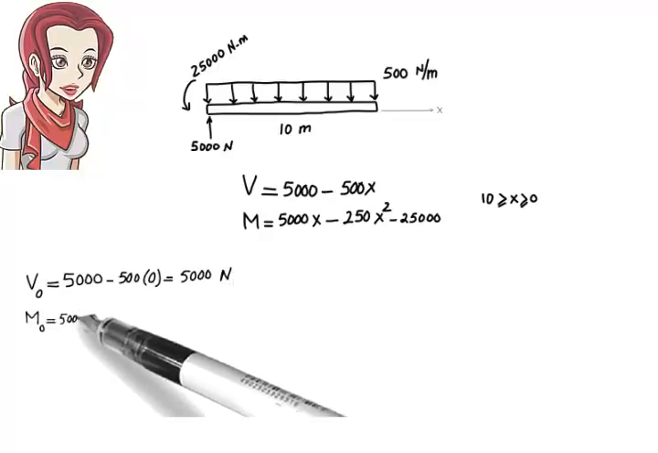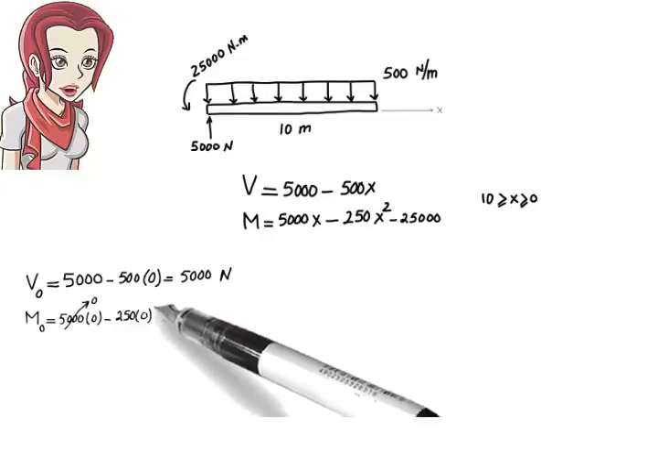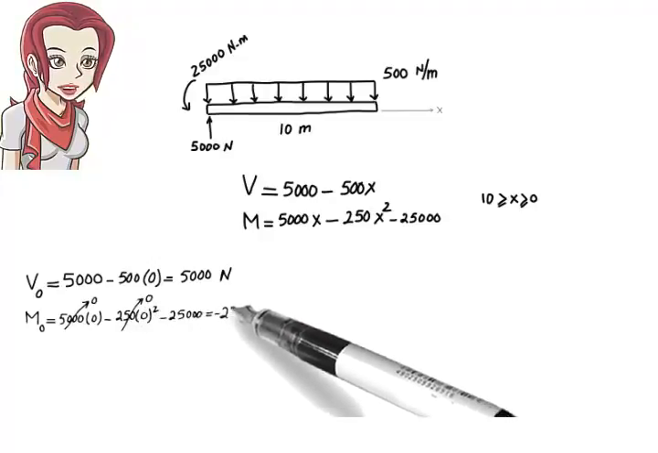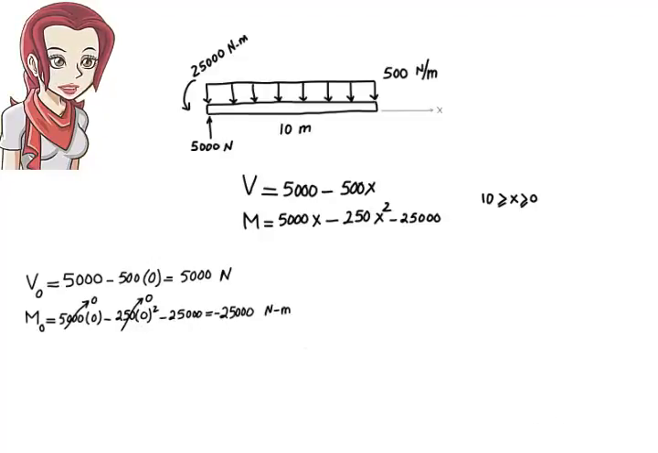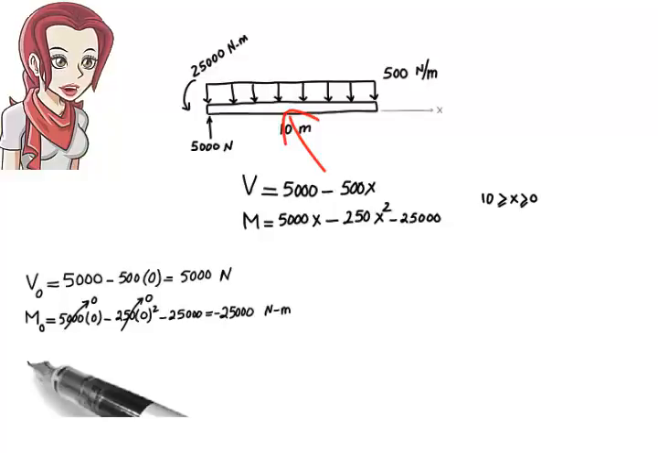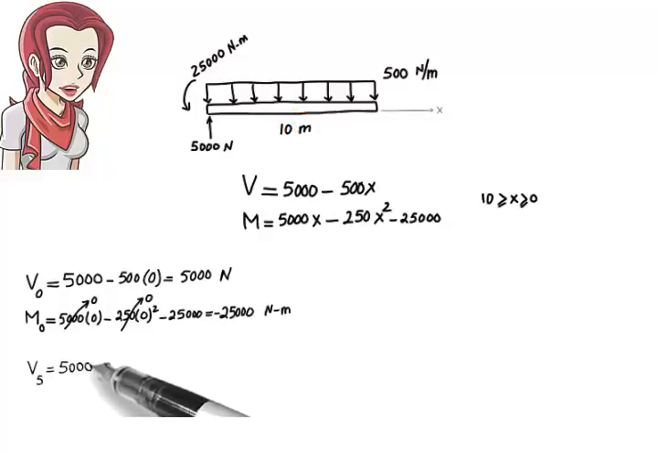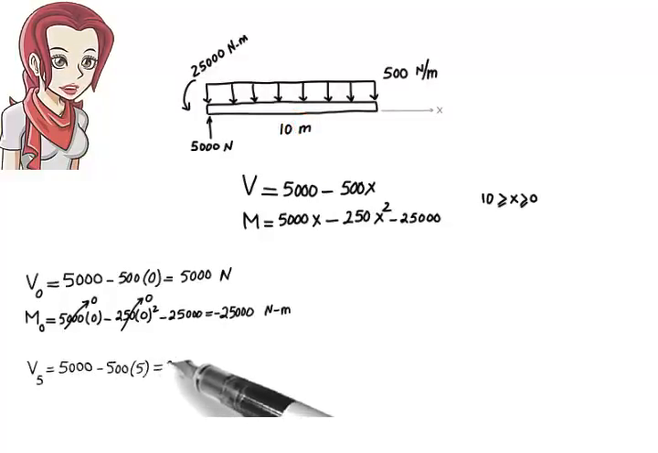M of 0 equals 0 minus 25,000 or negative 25,000. Notice that these are the support reactions. The equations correctly give us the support reactions for shear and moment when x equals 0. What is the shear and moment at the midpoint of the beam where x equals 5? V of 5 equals 5,000 minus 500 times 5 or 2,500.